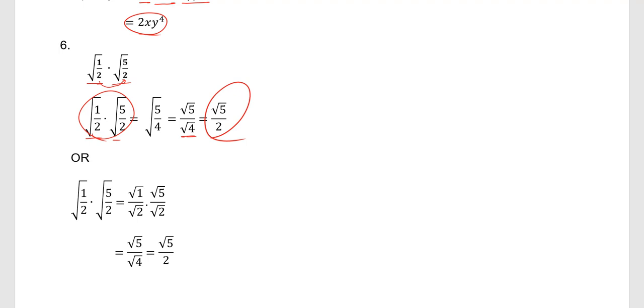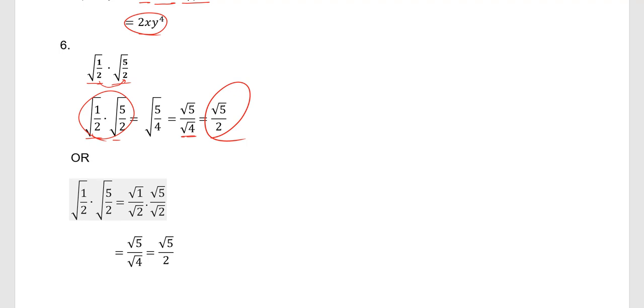Another way to do this is to separate the roots to begin with, which gives us: square root of 1/2 is the same as square root of 1 divided by square root of 2, and then square root of 5/2 is the same as square root of 5 divided by square root of 2. And then we can multiply these radicals, right? Each of these two radicals.